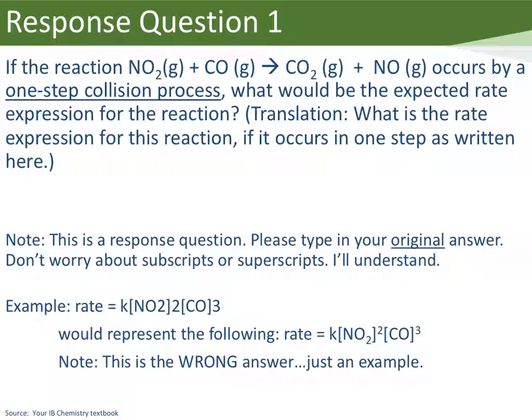Checkpoint question. So let's look at this reaction again. NO2 plus CO will make CO2 plus NO. If it occurs by a one-step collision process, what would be the expected rate expression for this reaction?